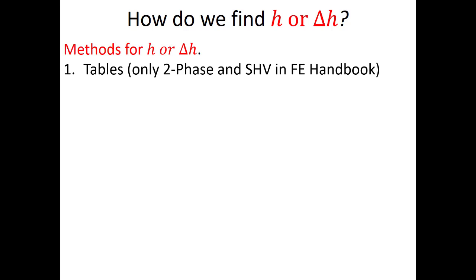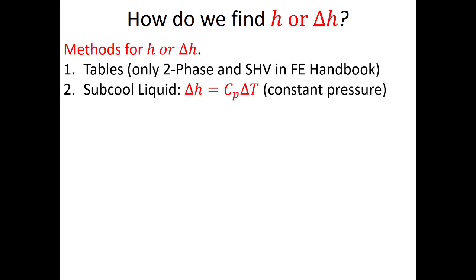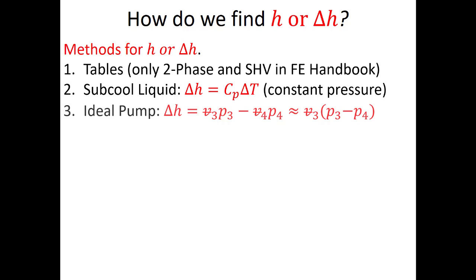So we kind of know how to do this from closed systems, at least in a lot of different cases. So for two-phase mixtures and for superheated vapors, you know how to find these things in textbooks. For subcooled liquids, we know that delta H, if it's a subcooled liquid at the inlet and the outlet, we can assume that delta H is equal to Cp times delta T.